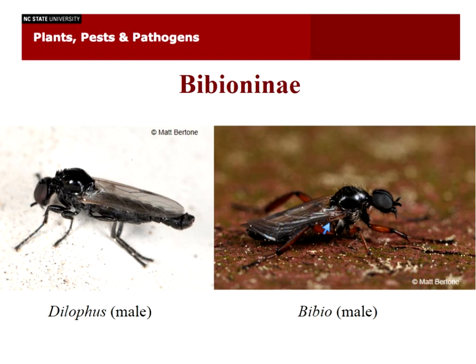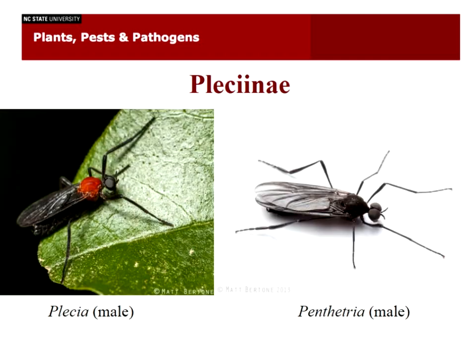Both of these groups are a little harder and shinier than the next group. And of course, both of these right here are males. You can see they have these very large eyes. The next group, the Plecia group, are a little bit more delicate. They are a little bit more velvety, it seems. And of course, again, these are both males. You see their large eyes in the head. But the two main genera are Plecia and Penthetria.